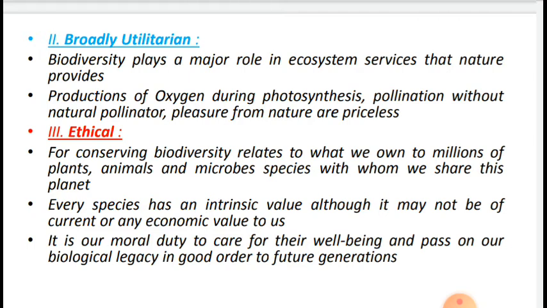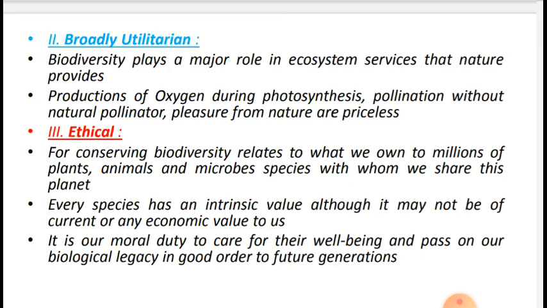So, we need to realize that every species has an important value, even if it may not be directly or indirectly valuable for us. They are economically valuable also, and they are useful for our well-being. So biological legacy is to be handed to future generations also. So this way, we can discuss three arguments, that is narrowly and broadly utilitarian arguments as well as the ethical argument. Now we can understand by this why we should conserve our biodiversity.